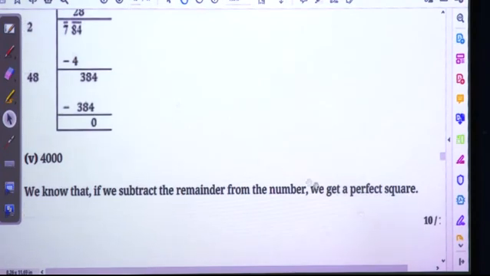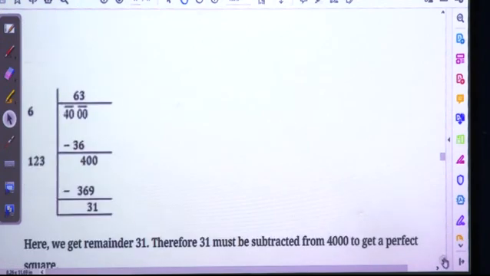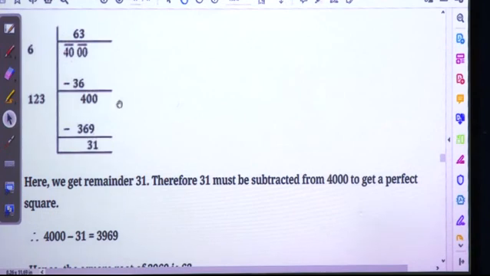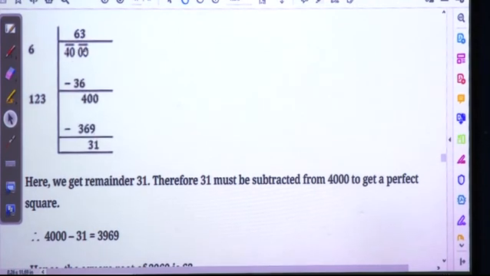Next sum, 4000. Two groups are made from the right hand side. One group contains 00, the second group contains 40. Nearby square, 6 square is 36, 4 is remaining. Next group, that is 00, is brought down. The new dividend is 400.